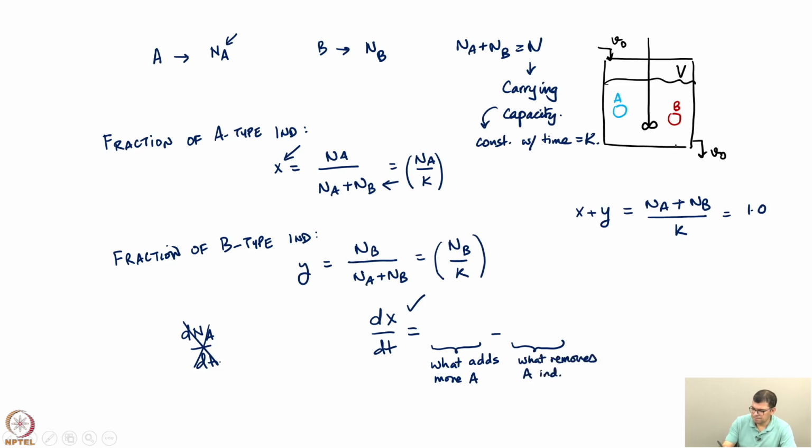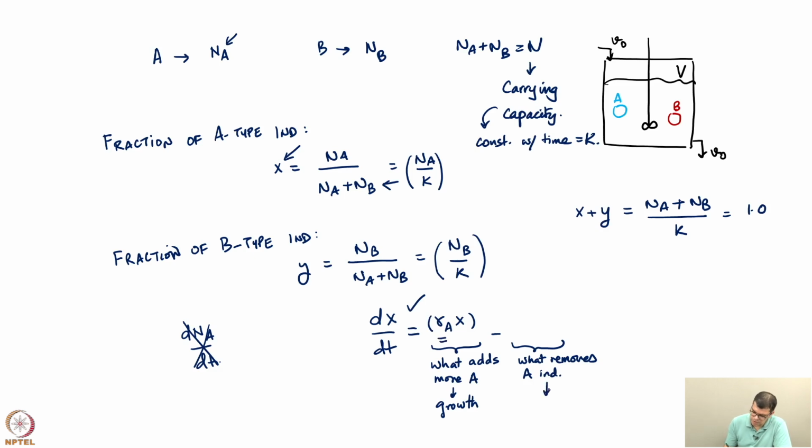In this chemostat, A type individuals are being generated by growth, and this growth is going to add more A type individuals. However, A type individuals are also being removed from the chemostat by the exiting stream, and that is the second term that we are writing down here. So, what adds is just growth. That is easy to write: RA times x. This is the growth rate associated with A, and x is a representative of how many A type individuals are already there in the chemostat.